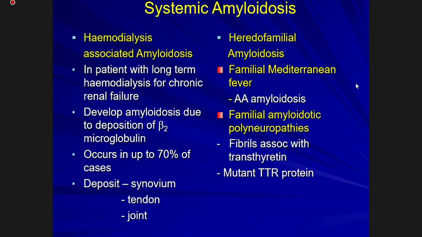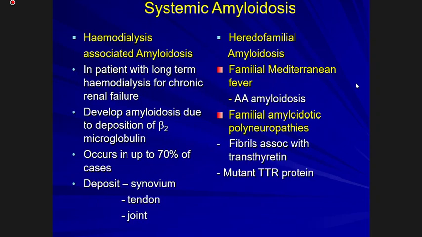In the past, hemodialysis was unable to filter this beta-2 microglobulin. That's why there used to be a lot of this type of hemodialysis-associated amyloidosis. But nowadays, a lot of our hemodialysis instruments can filter this protein out, so it happens less and less.